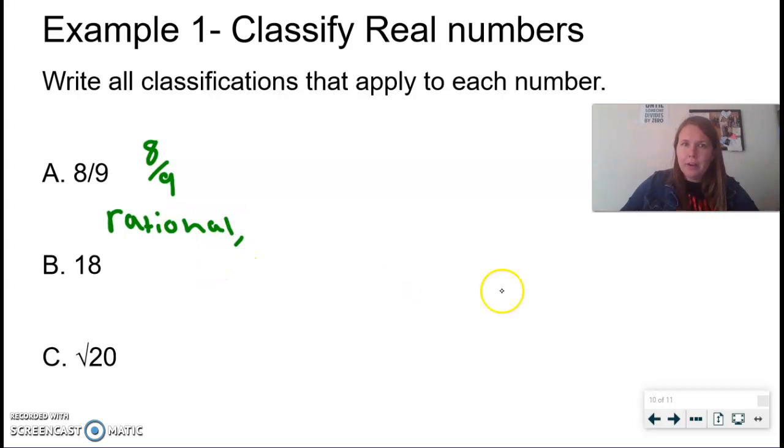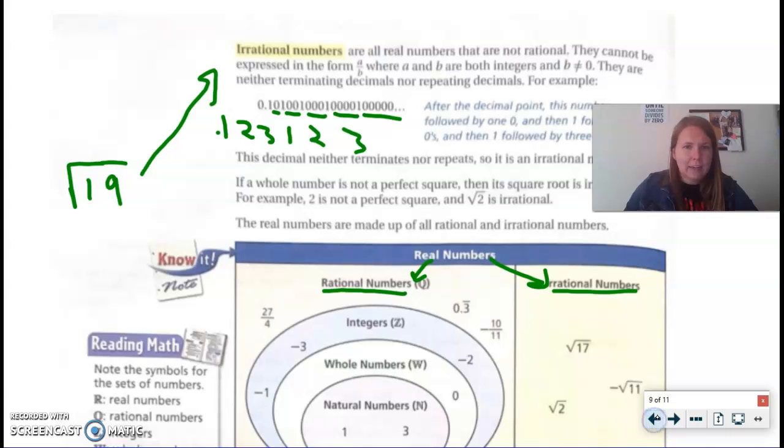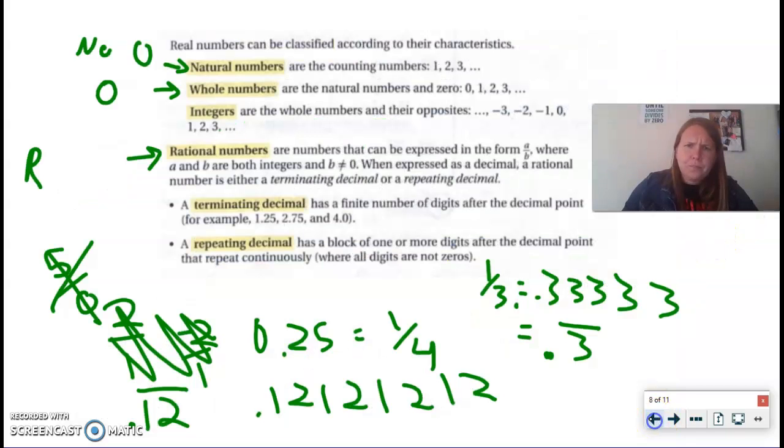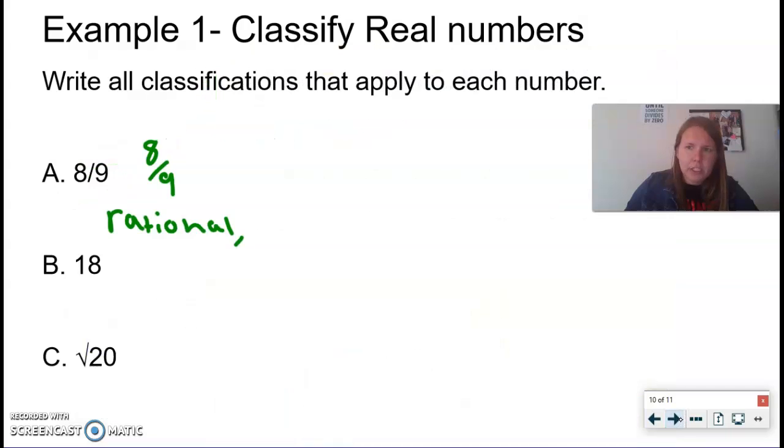From there then I would think, okay, is it an integer? Let's think. An integer is going to be any whole number. Since it's a fraction and you could simplify it to 8/9, it's not even a whole value of 1 yet. This is all that's going to be. It's just rational. I can't put it as a whole number, I can't put it as an integer, and I can't put it as a natural number.